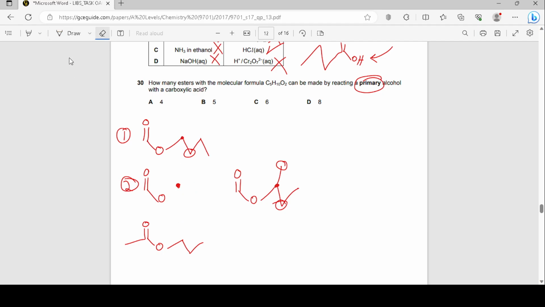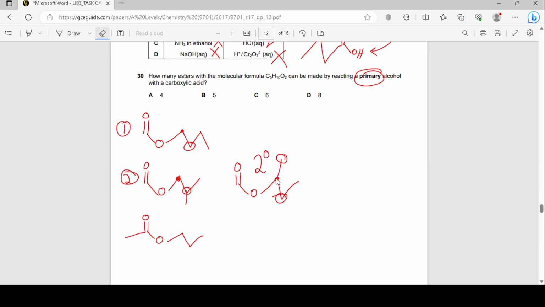That means, oh, why did I erase that, man? I'm sorry, guys, that was quite disappointing. But my point remains the same, which is that this carbon atom that the OH is attached to is directly attached to two other carbon atoms, which means this is a secondary alcohol reacting with methanoic acid, which means that this is not possible.